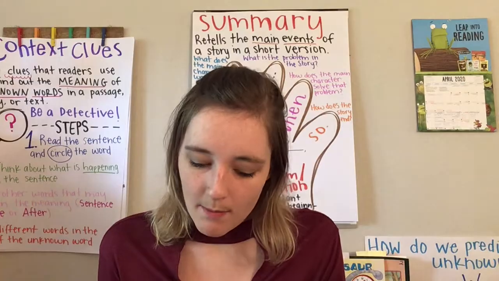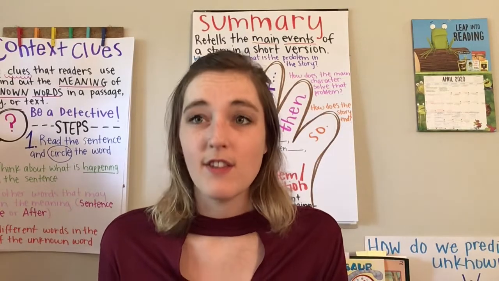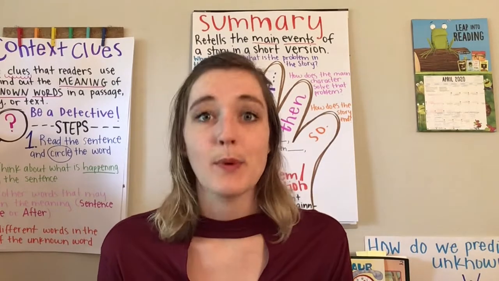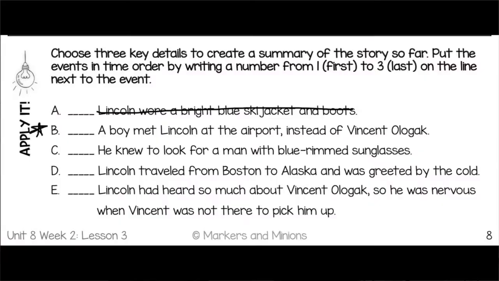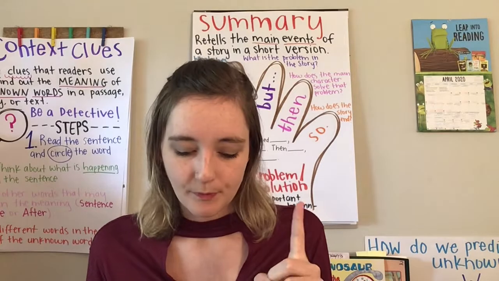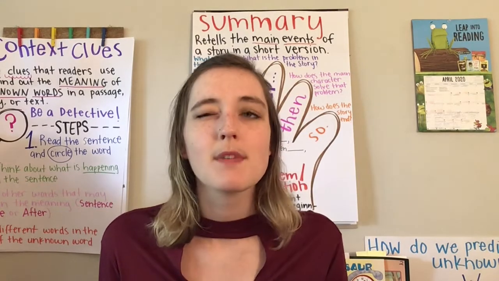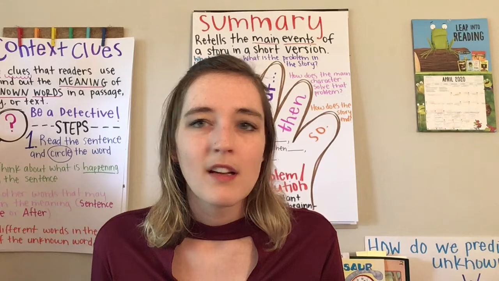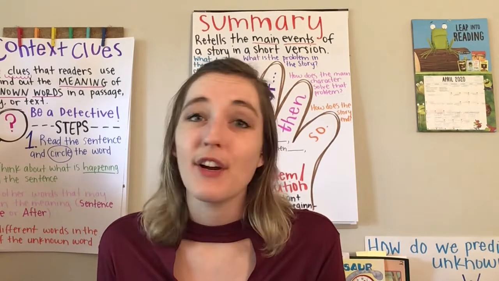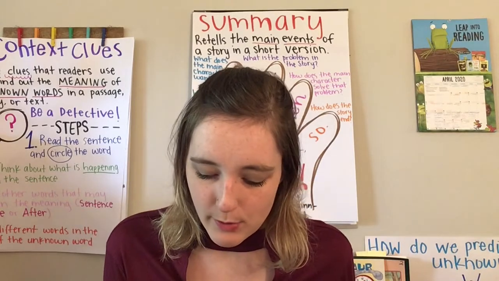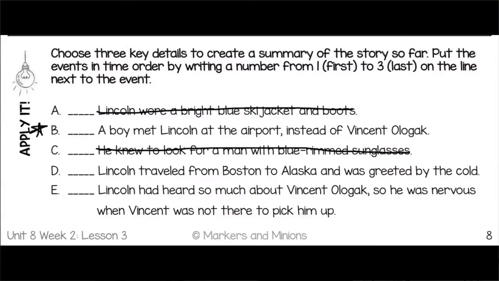B says, a boy met Lincoln at the airport instead of Vincent Olgak. Does that belong in a summary? Yes, that's what happens in the story. So put a star next to B. That's one of our key events. C says, he knew to look for a man with blue-rimmed glasses. Kind of like the first one, that's not very important to our summary. He knows he needs to look for somebody, but it's too specific. Cross off C.